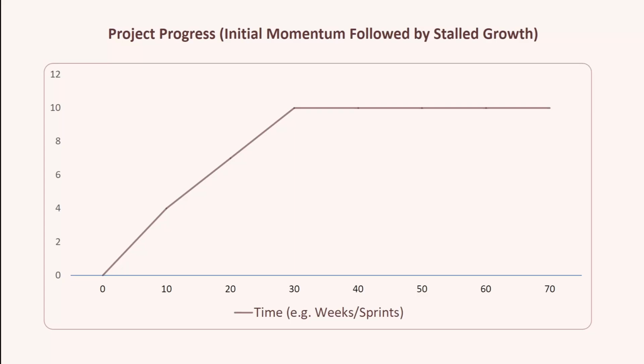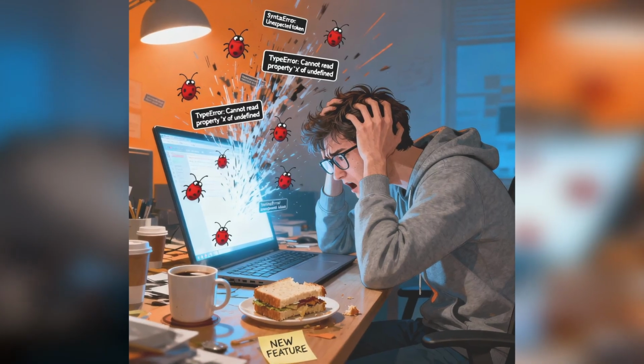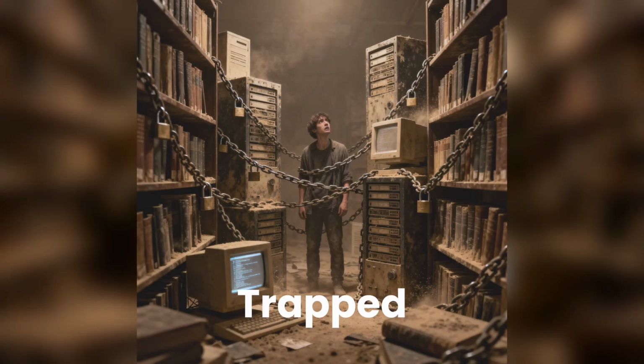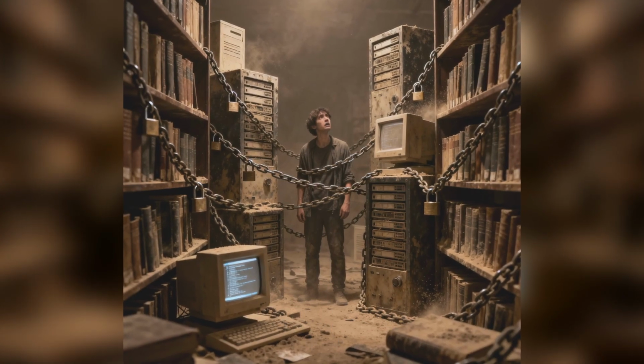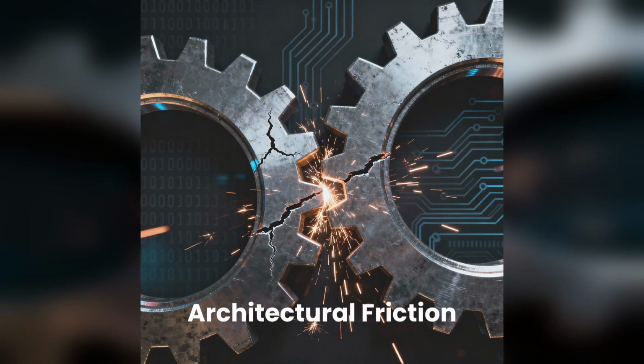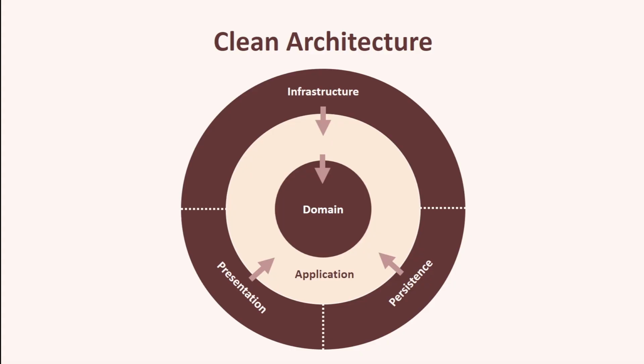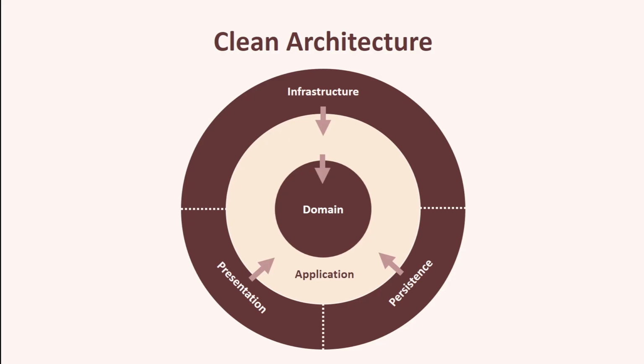Have you ever started a project that was moving fast only to see its growth completely stall? Does adding one feature somehow introduce 10 new bugs? Or do you feel trapped by old libraries and databases, making updates seem impossible? You are facing architectural friction. But there is a solution called clean architecture. Stick around with me and I will show you how writing software using clean architecture can save you countless headaches in the future and help you build software that lasts.